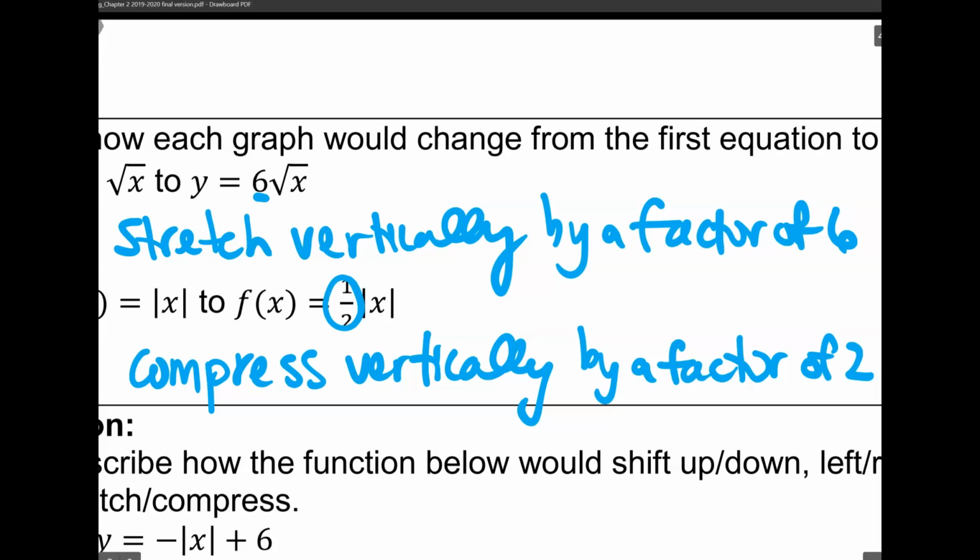So by a factor means by how much. If you're compressing, you're making it smaller. How much smaller? Literally halving it. First one, stretching it. How much bigger? Factor 6. You're multiplying by 6.